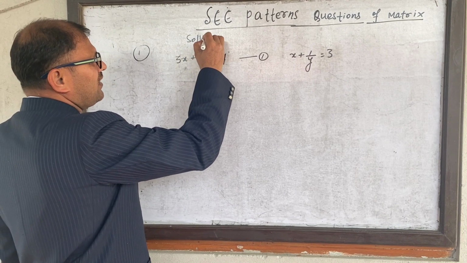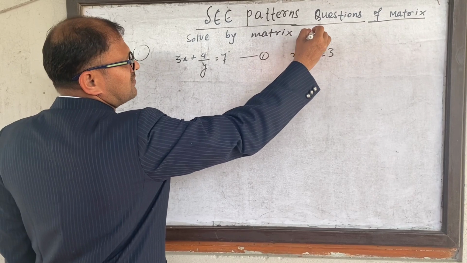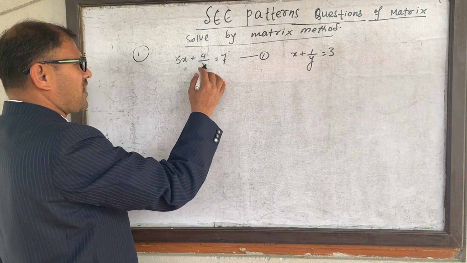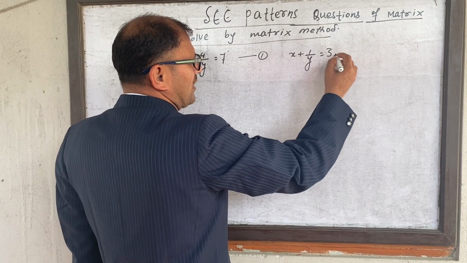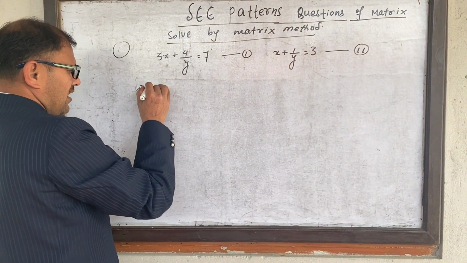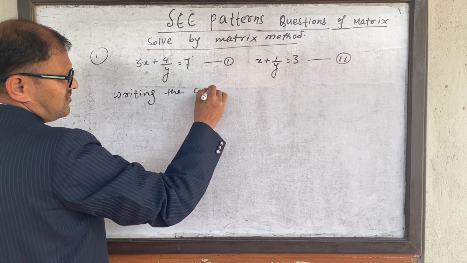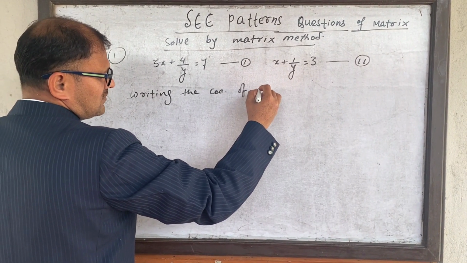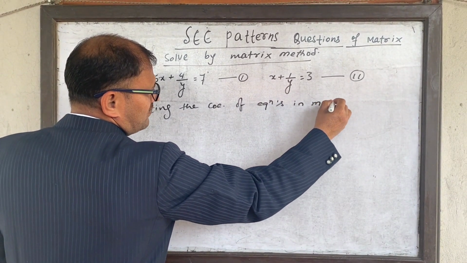Solve by matrix method. Here the question is 3x plus 4 by y is equal to 7, equation first, x plus 1 by y is equal to 3, equation second. Now, writing the coefficients of the equations in matrix form.